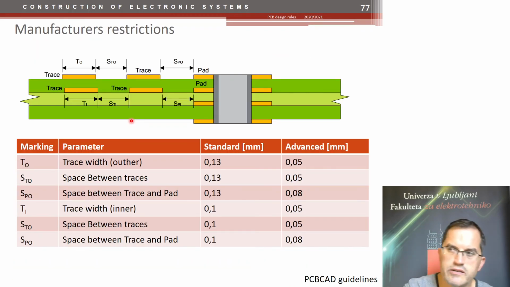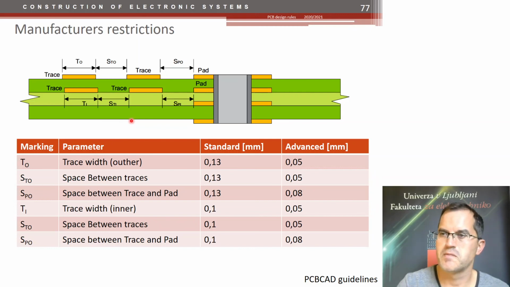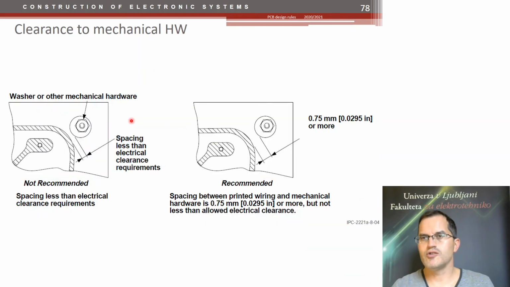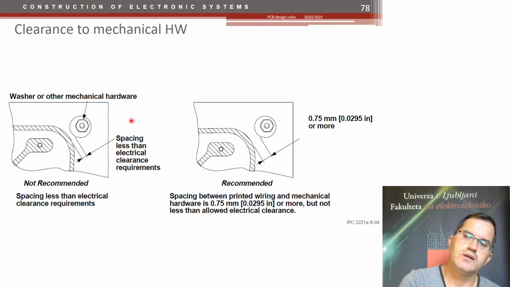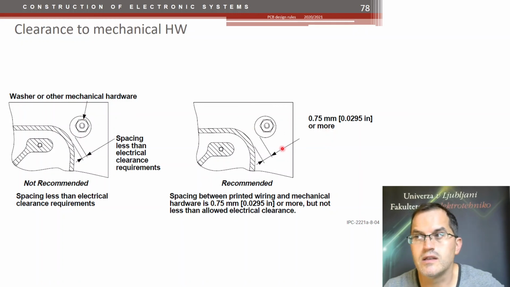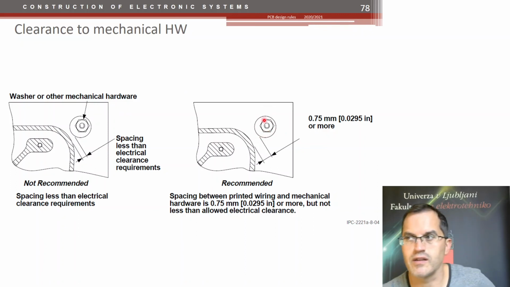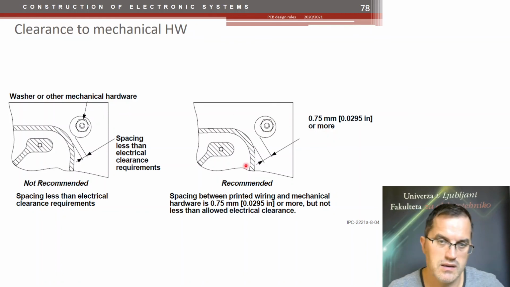Okay, these are restrictions from the manufacturer about the width and the spacing between the lines, and it has nothing to do with the voltages and currents. It has to do with the manufacturer's abilities. At the end, you should also know about the mechanical problems that can occur if you have mechanical fasteners, screws and so on. These are all mechanically affecting the PCB, and you should keep tracks and everything away from these parts as far as you can.